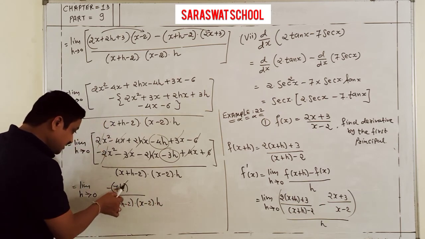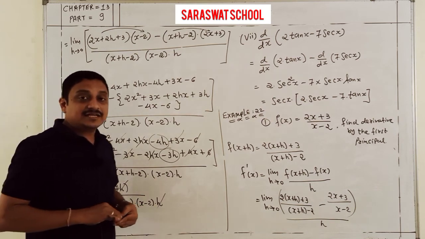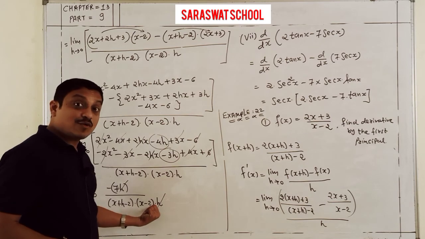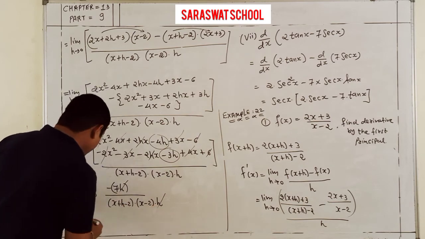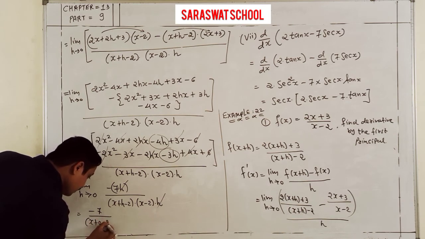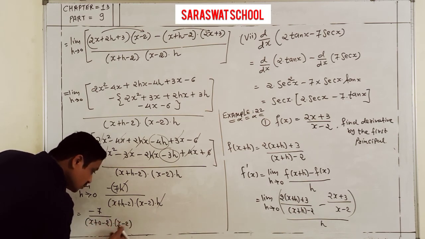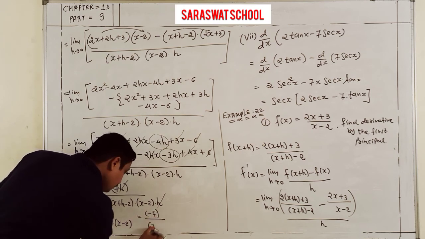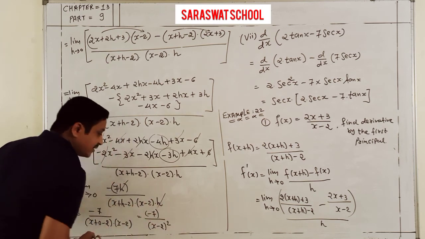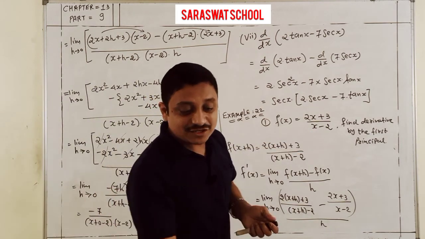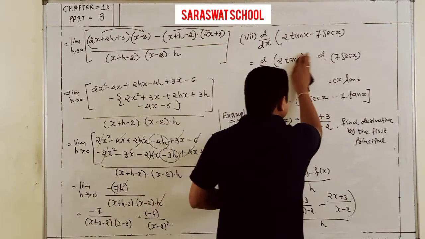Now students, h and h cancel. That's the main point, removing h. Now putting your limits, h is 0, write down minus 7, here also x minus 2. So your total answer is minus 7 by (x - 2) square. That is the derivative of this function by utilization of our first principle.